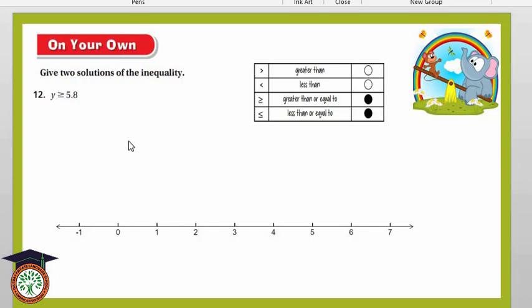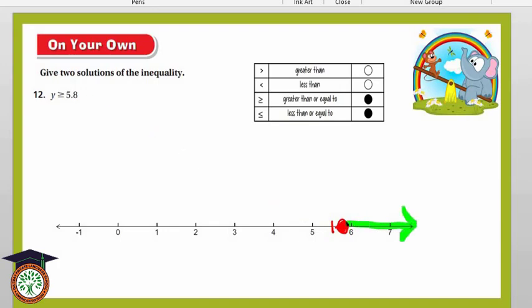Give 2 solutions for the inequality. It says here y is greater than or equal to 5.8. So where is 5.8? 5.8 is more than 5.5, so it's somewhere here. Okay, I'm going to draw a circle around this number. Is it open or closed? Because I have the equal sign here, this circle will be what? Closed. Okay, then I'm going to shade my number line. Which side? To the right or to the left? It says greater than or equal, so it will be to the right.